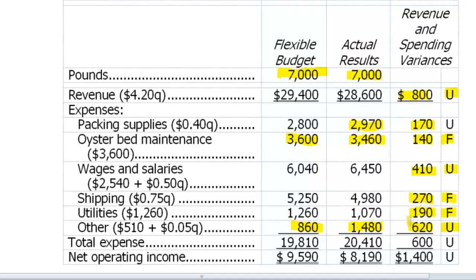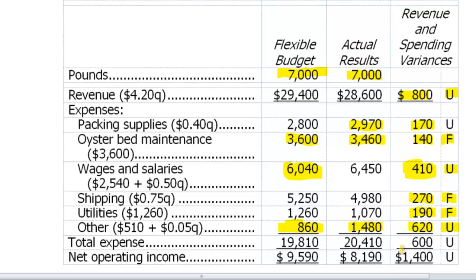If we really wanted to go one step further, we could do a percentage of sales, a percentage of revenue. We could also calculate the percentage difference. 620 compared to 860 is a pretty large percentage. If you compare the 410 to the 6,040, not such a high percentage. So look for the percentage rather than the change to determine how concerned you need to be.